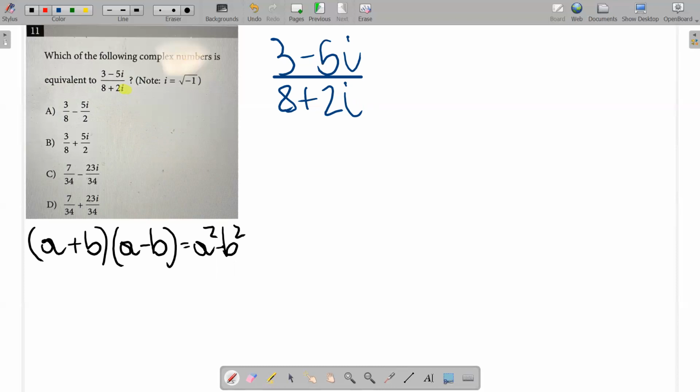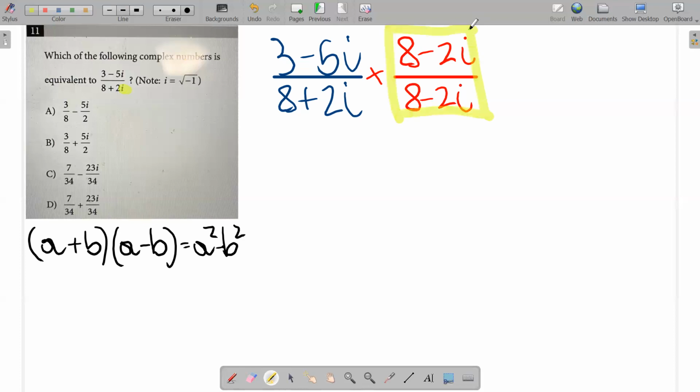So we will multiply this fraction by the second part of the special binomial, which is going to be, in this case, 8 minus 2i. But since this is an expression, we need to keep it as it is. So we will multiply also the numerator by the same value. Basically, what we are multiplying by is 1. This fraction represents 1. We are just expressing it in a different way.